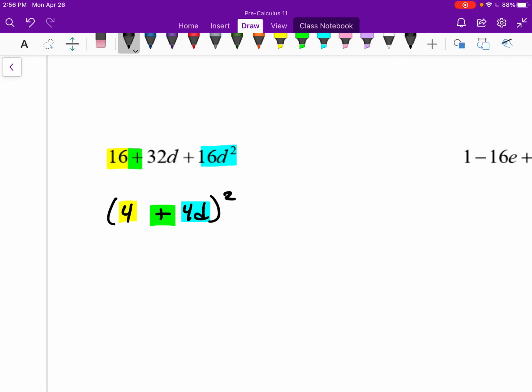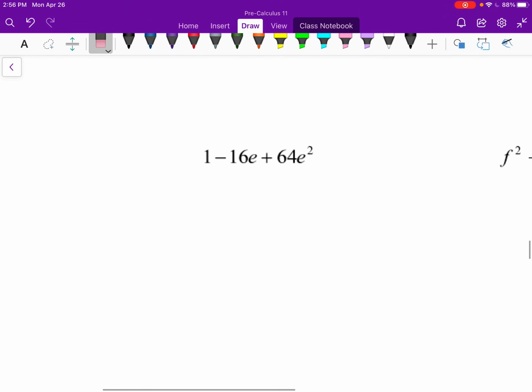If this is correct, let's check that middle term. That middle term of 32d should be the same as this times 2. 4 times positive 4d is 16d times 2 is 32d. So I know this is correct. I know this really was a perfect square, and so I know these are my factors.